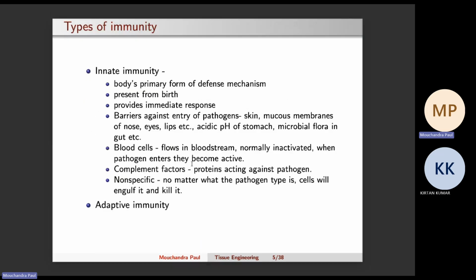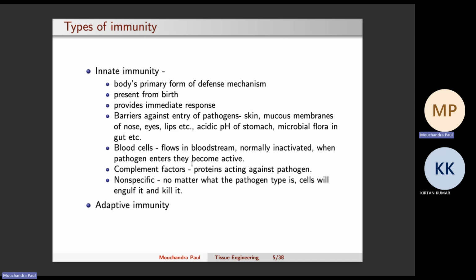All right. Then there are various types of immunity. One type is the innate immunity, another is the adaptive immunity. Innate immunity is our body's primary form of defense mechanism. Or you can say it is the immunity which acts first against the pathogen.